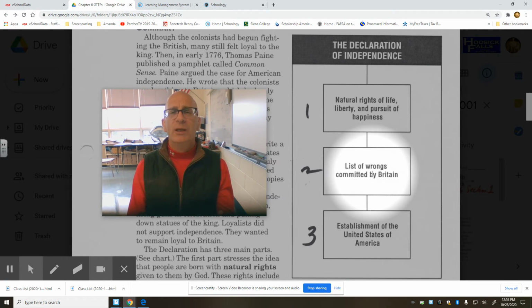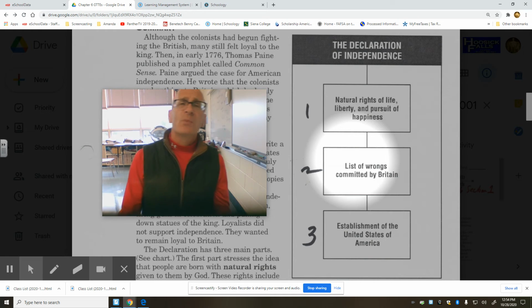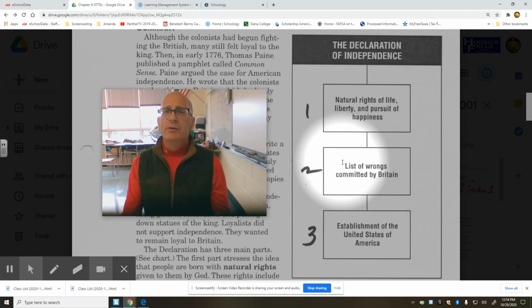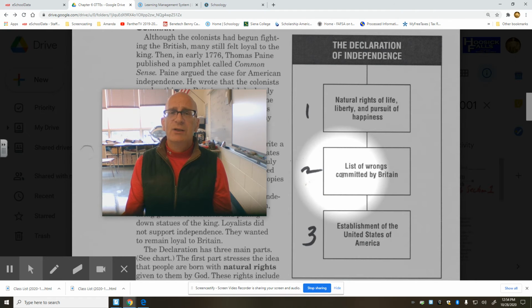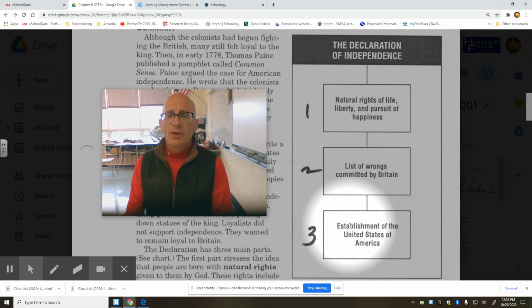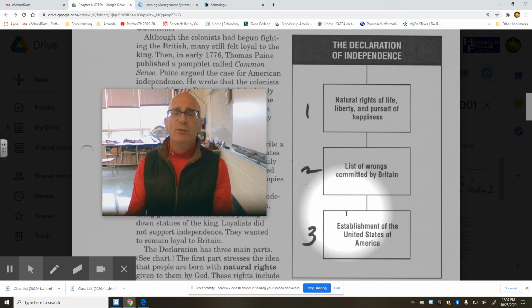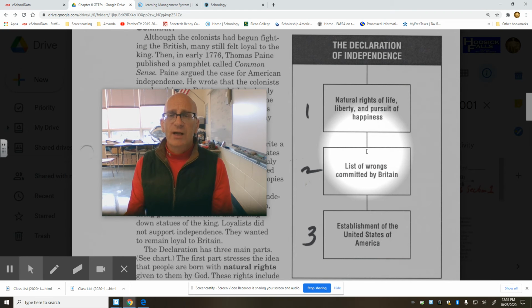They did not want to give other nations the impression that they were making this decision rashly or without giving it thought. So they included in Section 2 the justification of why they were doing what they're doing, the list of British wrongs. The third section is the actual declaration, the statement that the United States of America is now an independent nation. Those are the three sections of the Declaration of Independence.